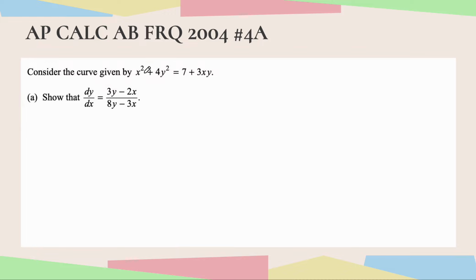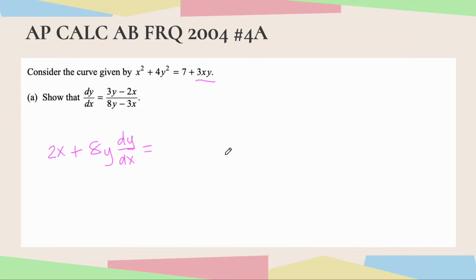So x squared, the derivative of that is simply 2x. For y squared, the derivative of that using the power rule is 8y, and we have to remember to put dy/dx after it, equals the derivative of 7. That's a constant, so that would just be 0, so I'm actually not going to write that.